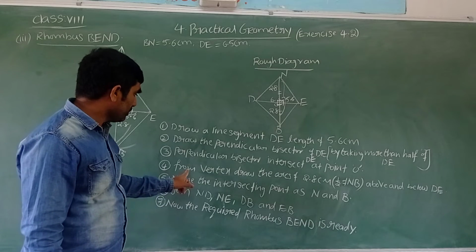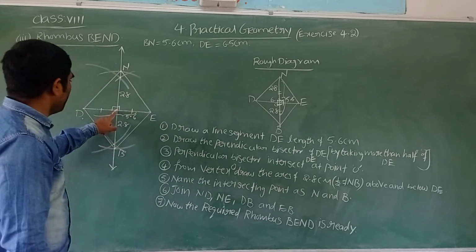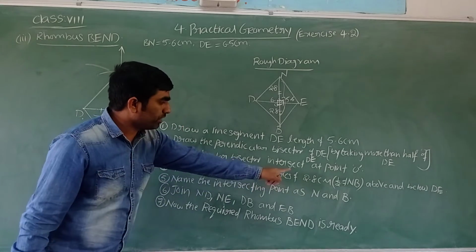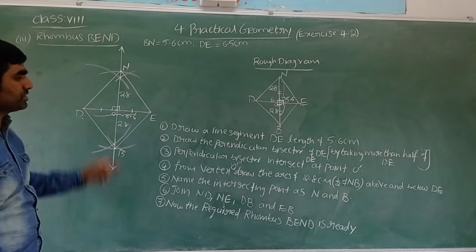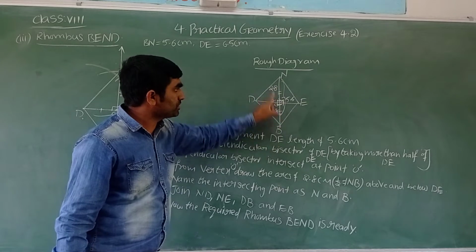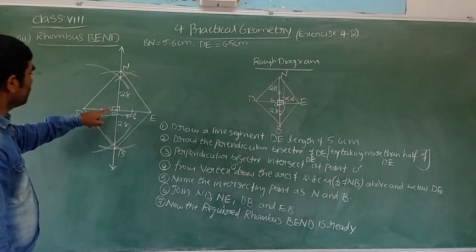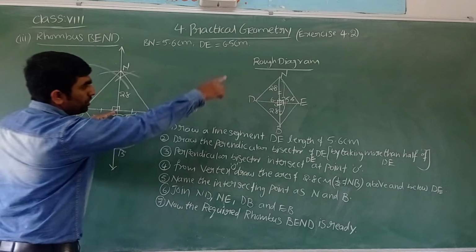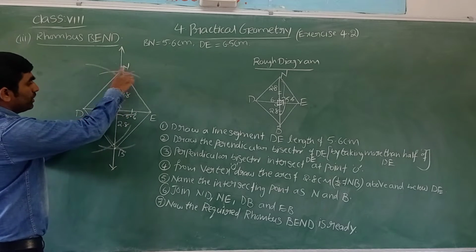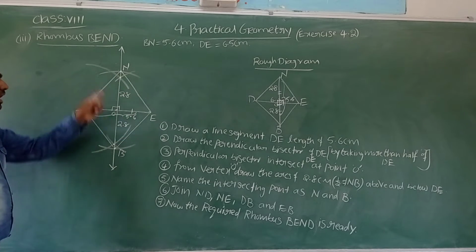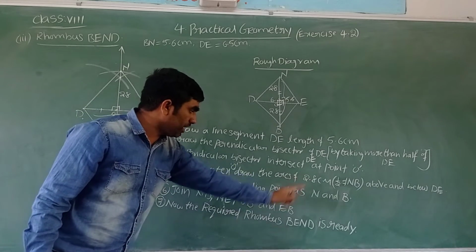From vertex O, you can draw an arc of length 2.8 centimeters. How did I get 2.8? It is half of 5.6, half of the total length, since diagonals bisect each other. Above and below the DE, from vertex O, by taking half of the total length NB, 5.6, which is 2.8, you can draw an arc above the DE and below the DE. That arc intersects the line at N and B.